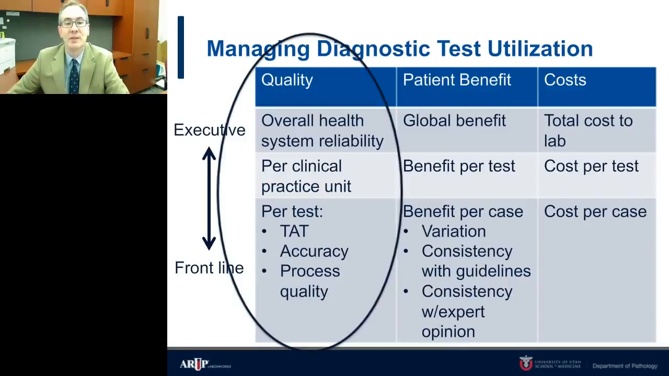So it's great that we can do turnaround time on a per test level. So we know what our turnaround time distribution looks like for BNP, for example. But what's really needed to apply this in a value-based care setting is the turnaround time not from the test perspective, but from the patient perspective.